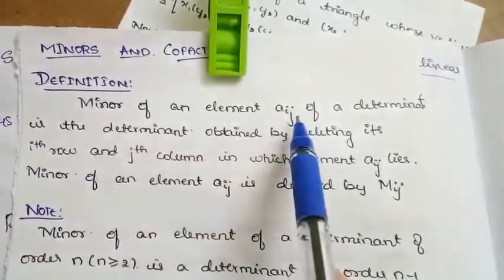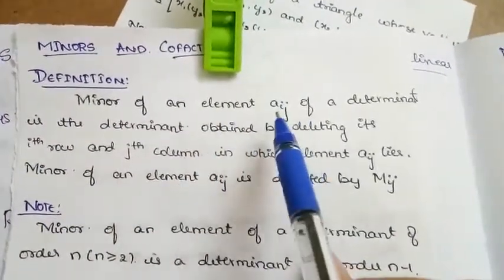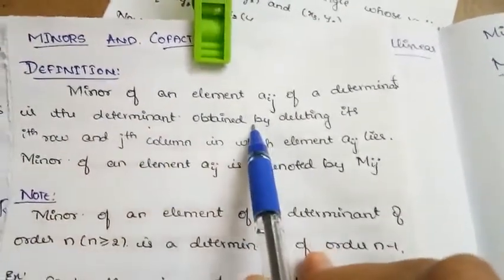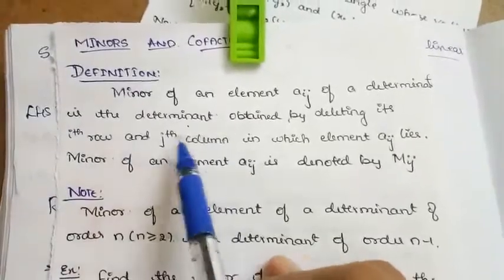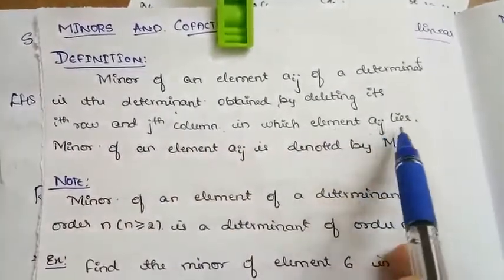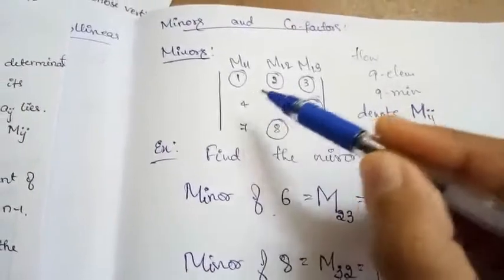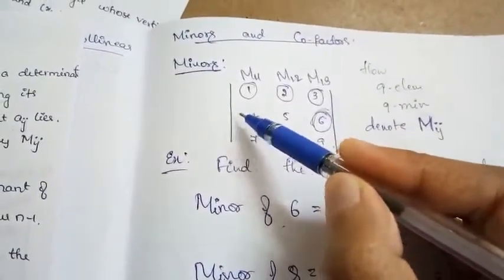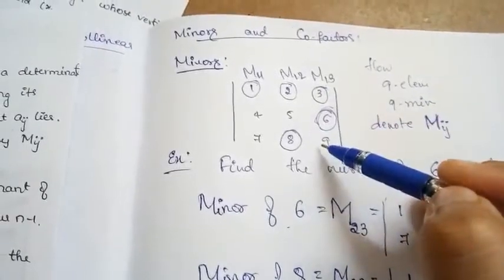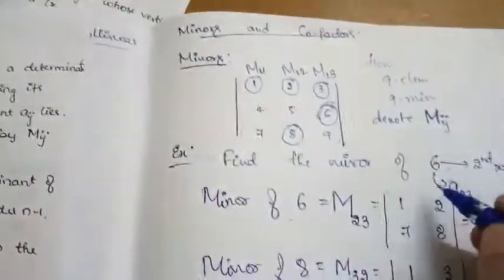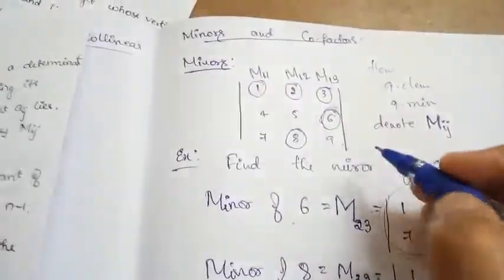So the definition of minor says: the minor of an element Aij of a determinant is the determinant obtained by deleting its ith row and jth column in which the element Aij lies. That is what I am saying here: if the element is 6, delete the row containing the 6 and the column containing the 6. After deleting that row and that column, the determinant value we get for the rest of the elements is itself the minor of that element.